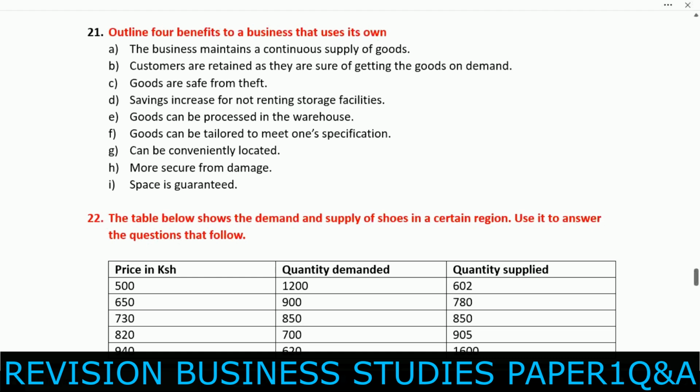Question number 21, you're told outline 4 benefits to a business that uses its own warehouse. Number 1, the business maintains a continuous supply of goods. Number 2, customers are retained as they are sure of getting the goods on demand. Number 3, goods are safe from theft. Next, savings from not renting storage facilities. Next, goods can be processed in the warehouse. Next, goods can be tailored to meet one's specification. Next, can be conveniently located. Next, more secure from damage. Next, space is guaranteed.